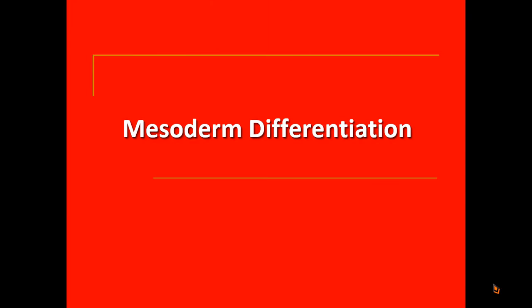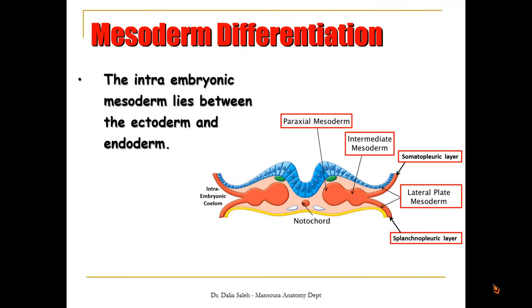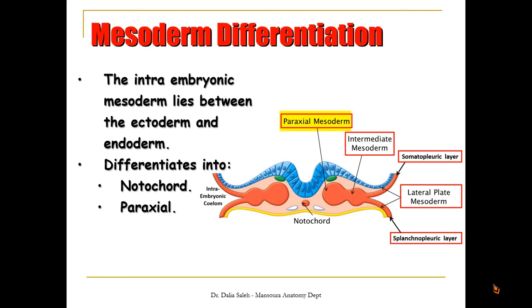Next, we have the mesodermal differentiation. If you remember, the intraembryonic mesoderm developed in the third week of pregnancy by the process we call gastrulation. It lies between the ectoderm and the endoderm. It gives the following structures: the notochord in the midline, the paraxial mesoderm on each side of it, lateral to this the intermediate mesoderm, and at the periphery the lateral plate mesoderm, which later on splits into somatopleuric and splanchnopleuric layers.